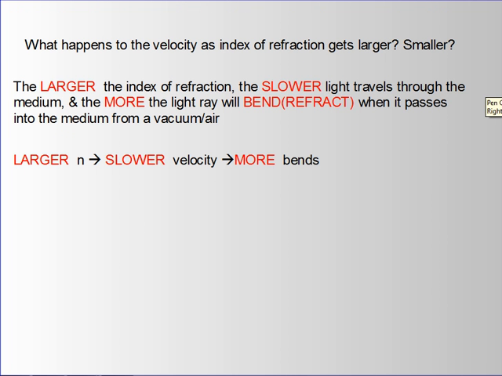Now, what happens to the velocity as the index of refraction gets larger? Think about it. The larger the index of refraction, the slower light travels because N is C over V. So a larger index of refraction means that V is smaller, and therefore the more the ray is going to bend or refract when it passes. So large N means slower velocity, which means it bends more. You feeling some multiple choice questions in there?